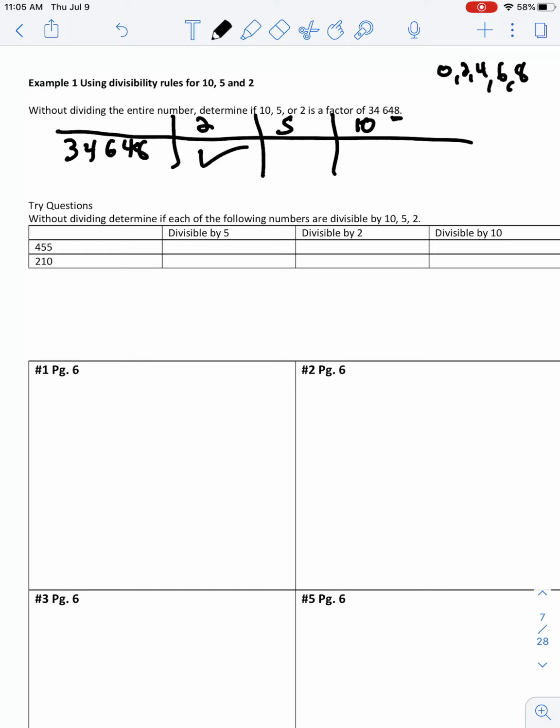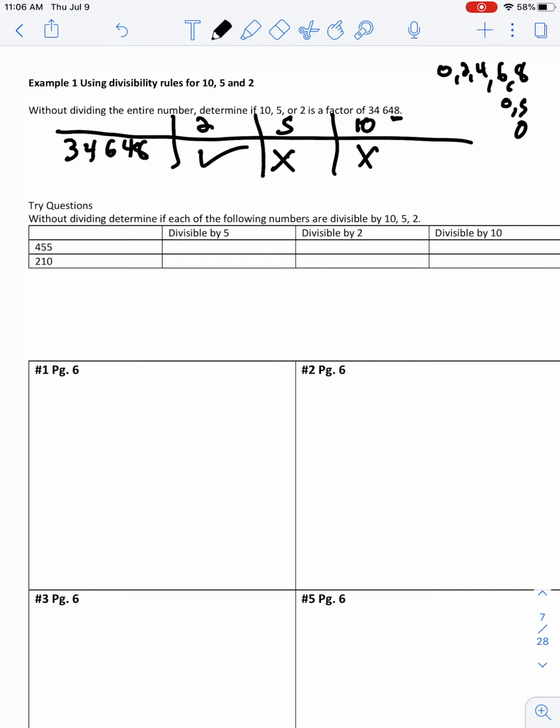It is only divisible by 5 if it ends in 0 or 5. It does not, therefore it's not divisible by 5. It is only divisible by 10 if it ends in 0. It does not, so it's not divisible by 10. Okay, so based on all that information, what I would like you to do is pause the video and try this try question. Pause the video now.